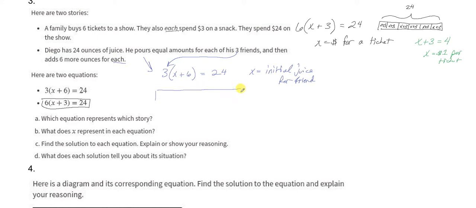If you were going to draw a tape diagram for this, you would have 3 equal friends, each getting x amount of juice plus 6 more added. So it would look like this. Now, if 3 friends get x plus 6, then that means 1 friend would be x plus 6 only, and we would divide that 24 up into thirds since there are 3 of them. So every one of those would be worth 8. So x plus 6 is 8, which means x equals 2, because 2 plus 6 is 8. And that would be ounces of juice initially, 2 ounces of juice initially per friend.